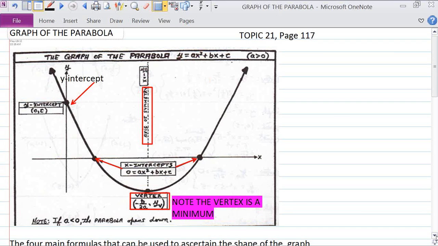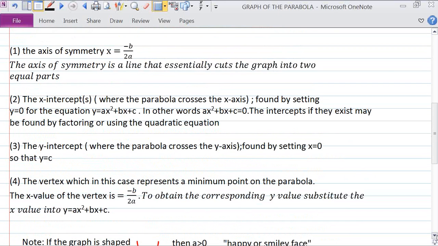Now we're going to see lots of examples of this, so let's just go over this again. The axis of symmetry is minus b over 2a. The axis of symmetry is a line that essentially cuts the graph into two equal parts. The x-intercepts are where the parabola crosses the x-axis, found by setting y equal to 0. So you set y equal to 0, and then, if necessary, you factor this, or you can use the quadratic equation to solve it. We're going to go over this in at least 5, 6, 7, 8 examples, so don't worry.